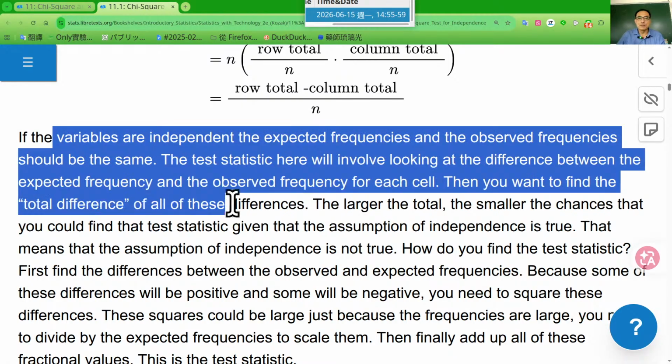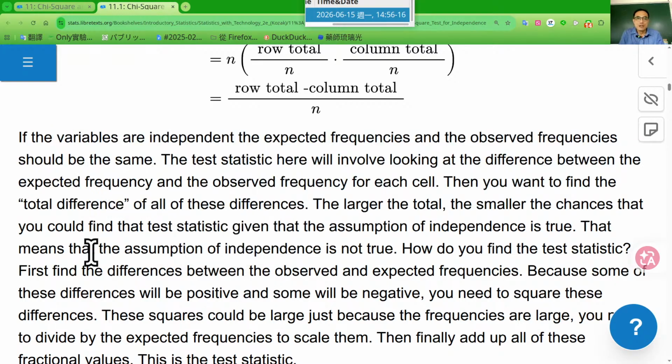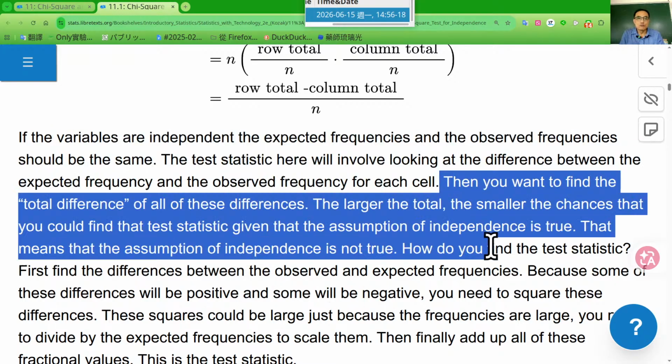If the variables are independent, the expected frequencies and the observed frequencies should be the same. Later, we will use the example of rolling dice, which is easier to understand. Then you find the total difference of all these differences. The larger the total, the smaller the chance that you could find that test statistic given that the assumption of independence is true. Okay, let's move on.